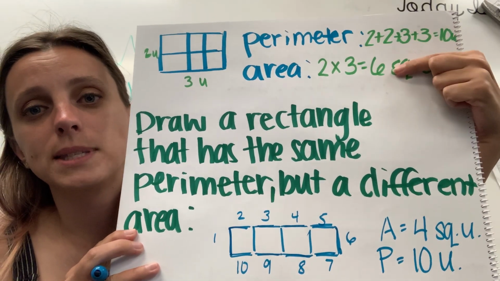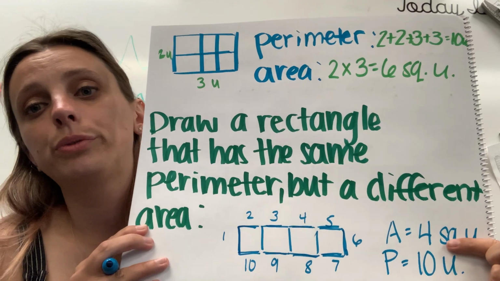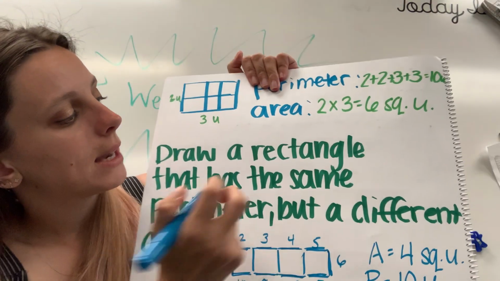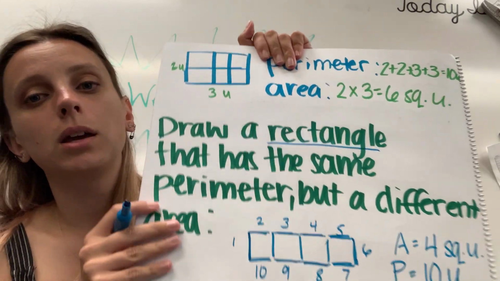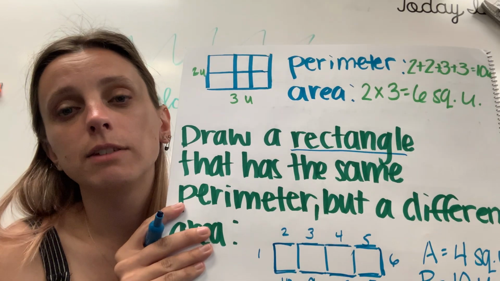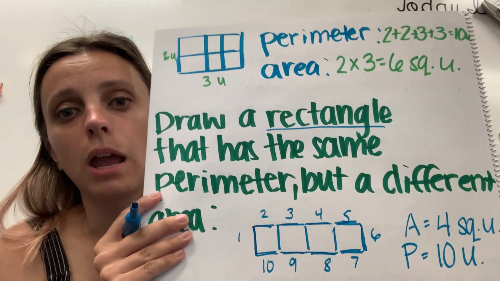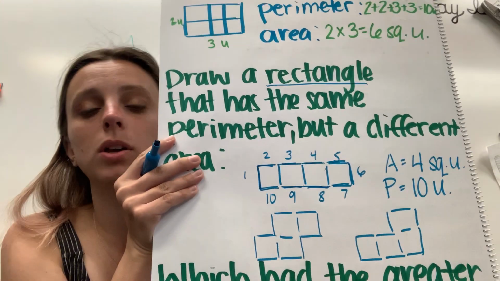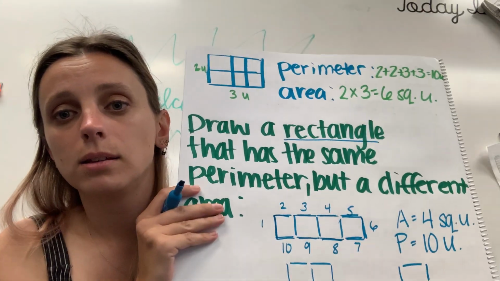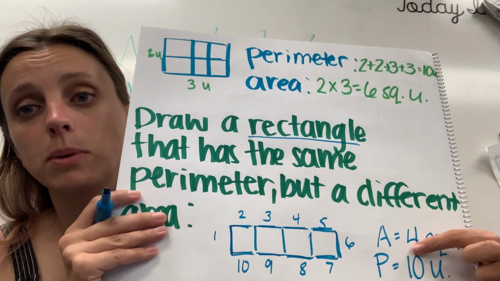So the area has gone from 6 square units to 4 square units. All right, and they asked me to draw a rectangle, but they could have asked me to draw any polygon that had a different perimeter, a different area. So those are some other examples of how you could have drawn it if they didn't ask you to draw a rectangle, but we were asked to draw a rectangle, so this is what we drew.